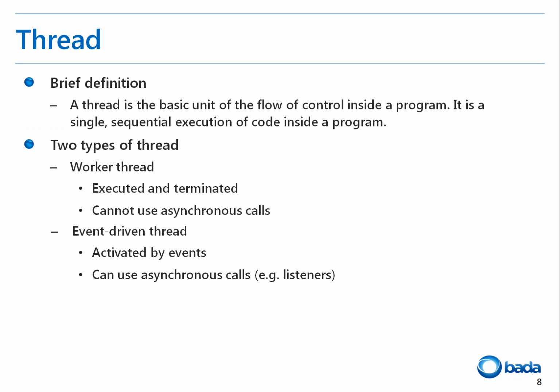Threads are basically used to create multiple control flows that can run simultaneously within a single process. In Bada, there are two types of threads. One is a worker thread, and the other is an event-driven thread. In general, while a worker thread is created to perform relatively long operations in parallel with the main thread, an event-driven thread is created to handle events independently from the main thread. Therefore, an event-driven thread can be implemented using an asynchronous call, but a worker thread cannot use an asynchronous call.